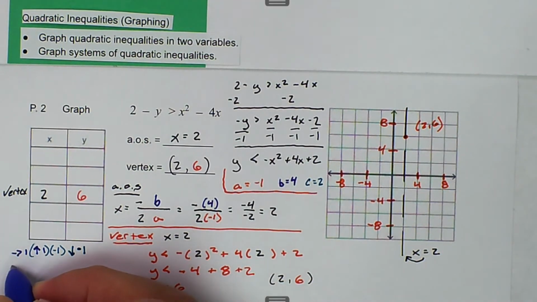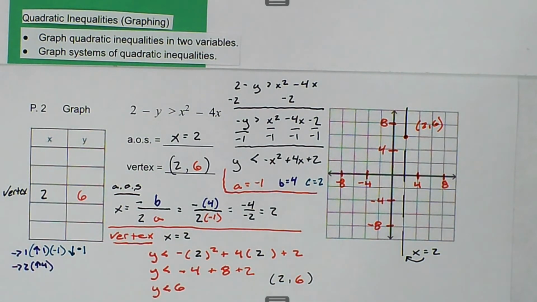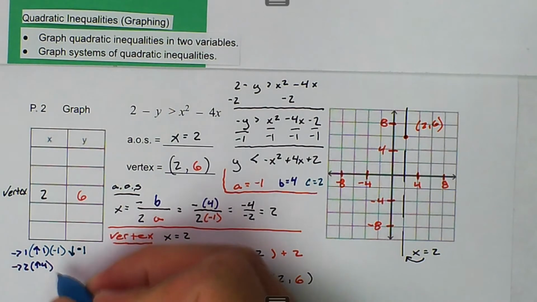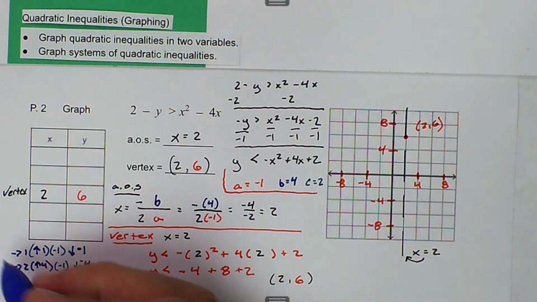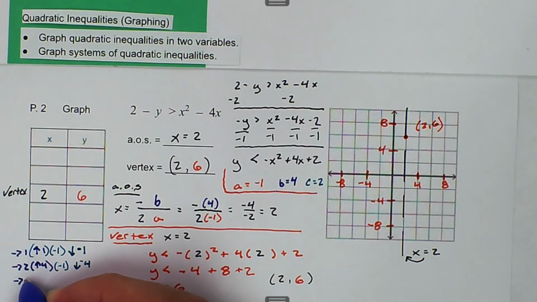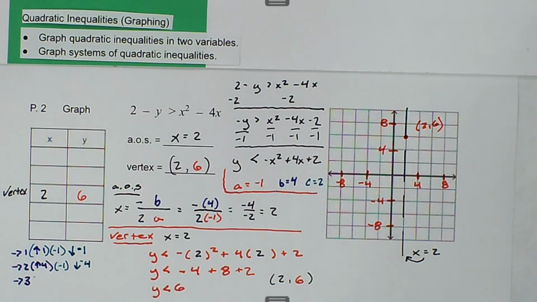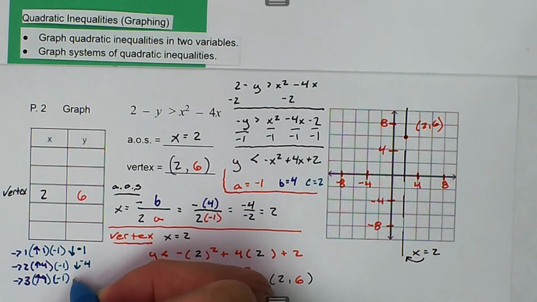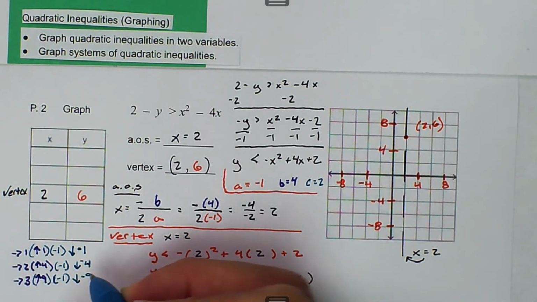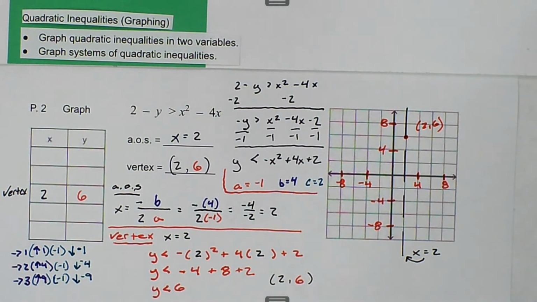Then our parent function says if we go over 2, 2 squared says go up 4. But because we're multiplying by negative 1, that tells us that we're going to go down 4. And then our parent function says if we go to the right 3, 3 squared says go up 9. But because we're multiplying by our a value, which is negative 1, now we're going to go down 9. So we can plot those points.